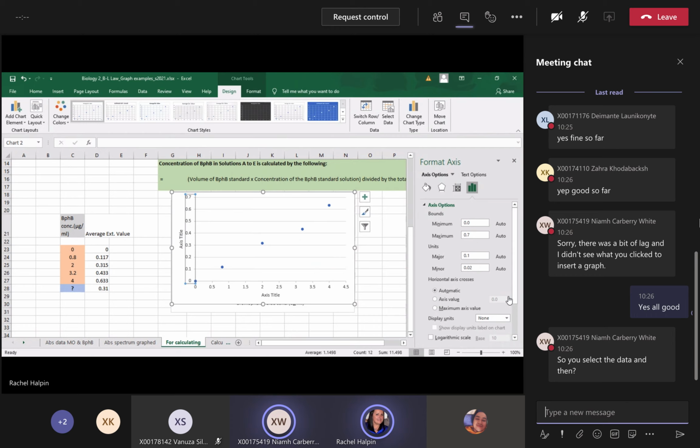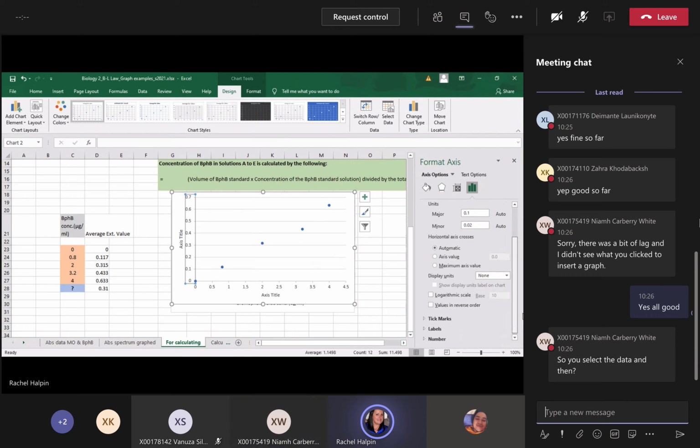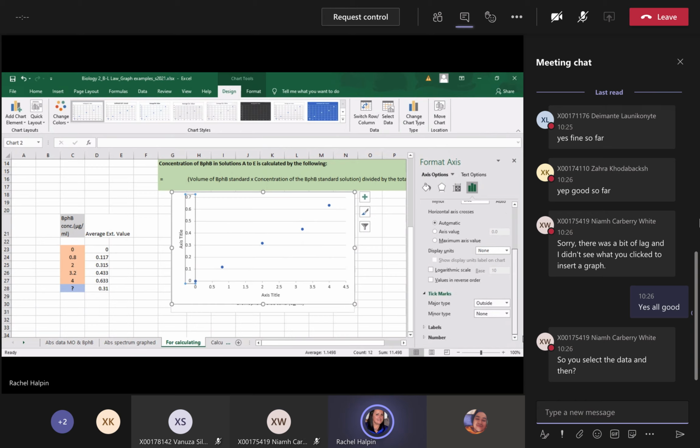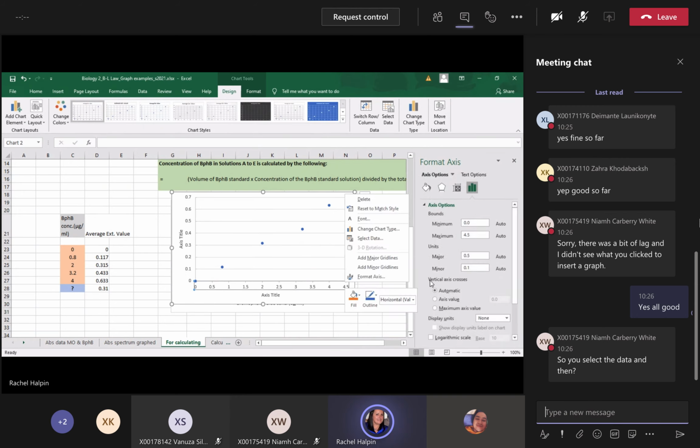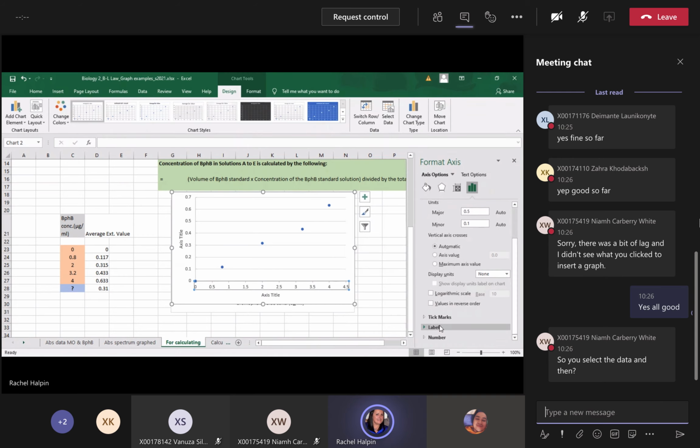Okay. So a little box will appear over here. See here, tick marks. You can put them on the inside. Okay, and the same for the other one. Tick marks inside. Okay, so that's how the graph goes in.